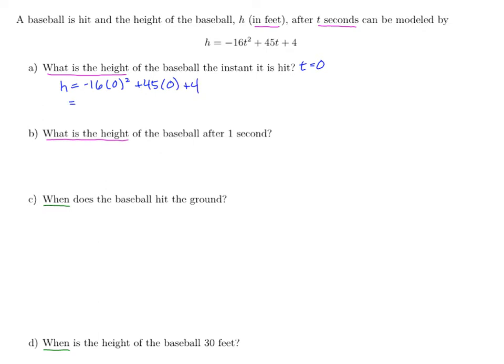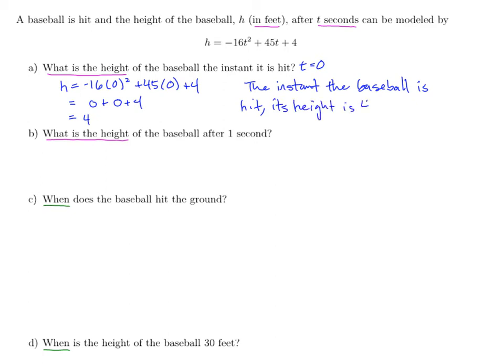And simplifying that, negative 16 times 0 squared is simply 0. We're adding then 45 times 0, which is also 0, and then we're adding 4. So we see here that h is 4. So when t equals 0, h equals 4. And if we summarize that in a sentence, we'll say, the instant the baseball is hit, its height is 4 feet.